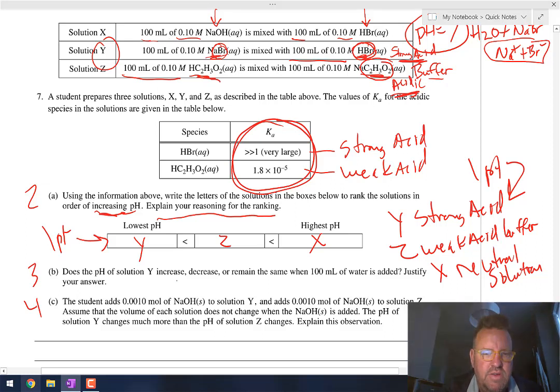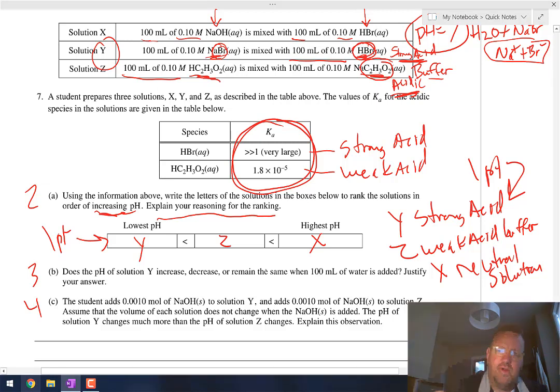Does the pH of the solution increase, decrease, or remain the same when 100 milliliters of water is added? So when it's a weak acid solution and you add some water to it, that's like increasing the volume of a gas. You're increasing the volume. In an equilibrium system, it's going to shift to the side with more aqueous particles.